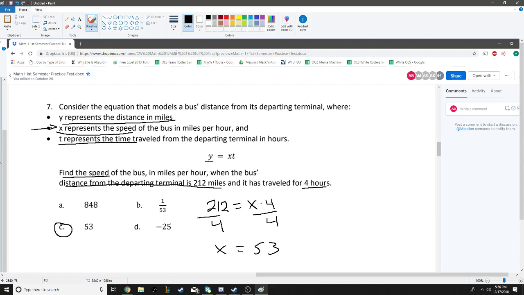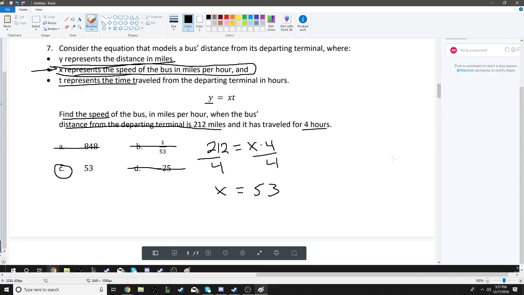Okay. Also, use some common sense in this problem. Okay, we're talking about speed in miles per hour. So first off, you know D can't be an answer because that's negative. You can't have negative speed. If you're going 1/53rd of a mile per hour, a snail is moving faster than you. If you're moving 848 miles an hour on a bus, you're probably breaking the sound barrier or something. But yeah, that's fast. So C's the only one that really makes sense.